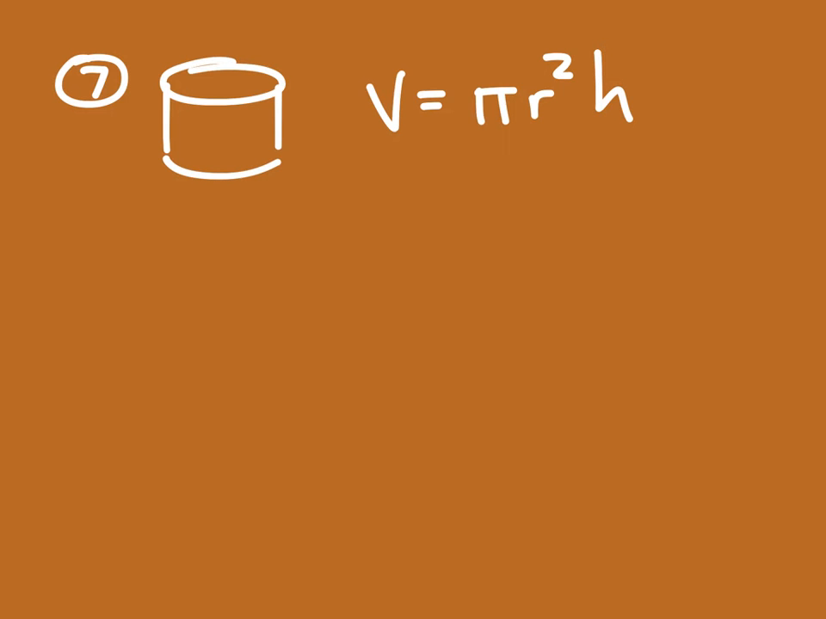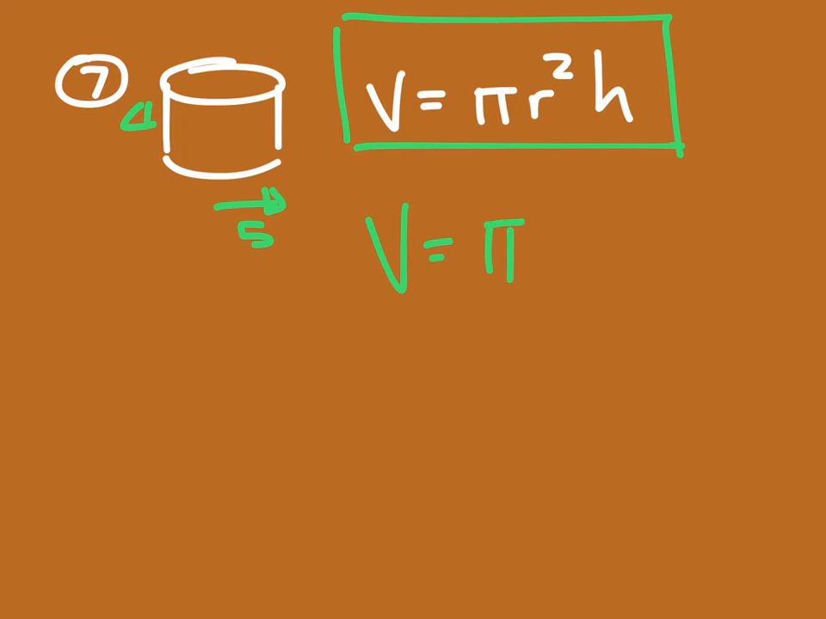Question 7. We've got a cylinder. This formula is not given to you, so you need to remember that formula. V equals pi r squared h. What do we know from the picture? We know that the radius is 5, halfway across is 5, and we know the height's 4. So the volume then is going to be pi times 5 squared times 4.